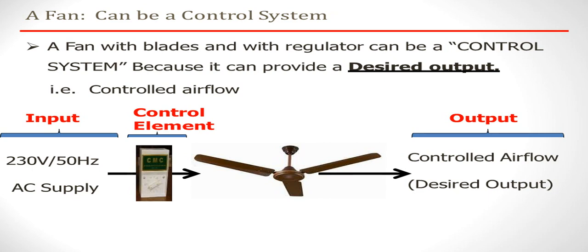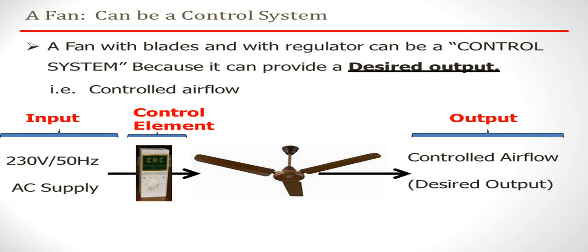Now see, when we call the fan a control system, a fan with blades and with a regulator can be a control system because it can provide the desired output, that is controlled airflow. See, the fan is having blades, input is given as 230 volt AC, and it is also having the control element, that is a regulator. So using that regulator you can regulate the flow of air. In this way the output is controlled flow of air and we get the desired output, so it is called a control system.